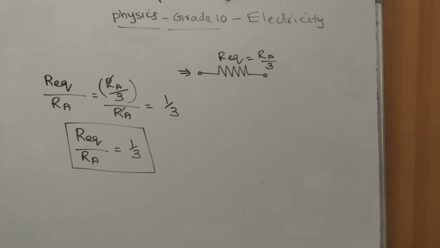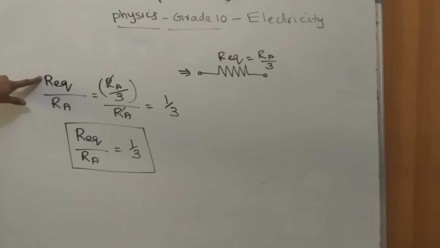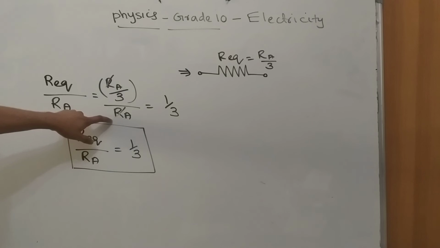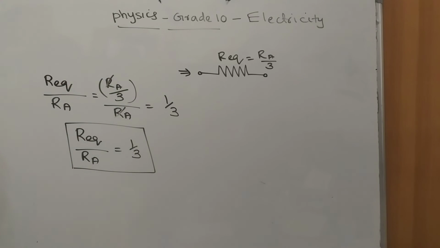Now let us find the final step of our problem. We are supposed to calculate the equivalent resistance and represent it as a fraction of RA, that is, as a ratio of R equivalent with respect to RA. This is nothing but RA divided by 3 divided by RA, and RA gets cancelled. So we get the answer: R equivalent divided by RA is equal to 1 by 3.